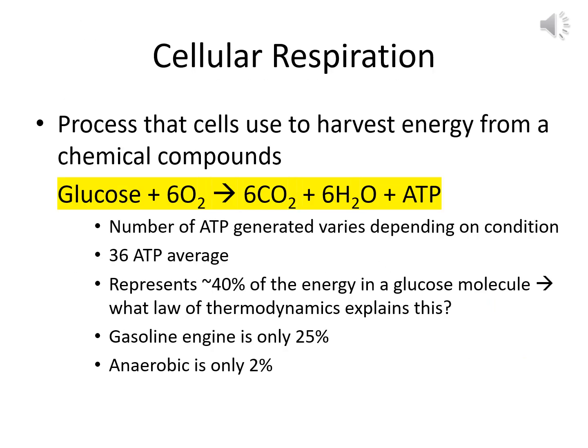The reaction for cellular respiration really looks like the reverse of photosynthesis. Glucose plus oxygen is converted into carbon dioxide, water, and ATP. The only difference is instead of solar energy driving the reaction, we produce or convert into cellular ATP energy. This reaction averages about 36 to 38 ATP per glucose molecule.